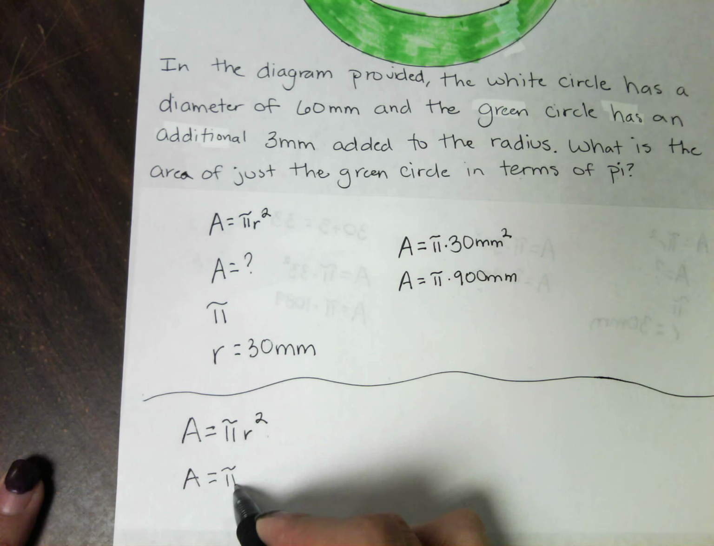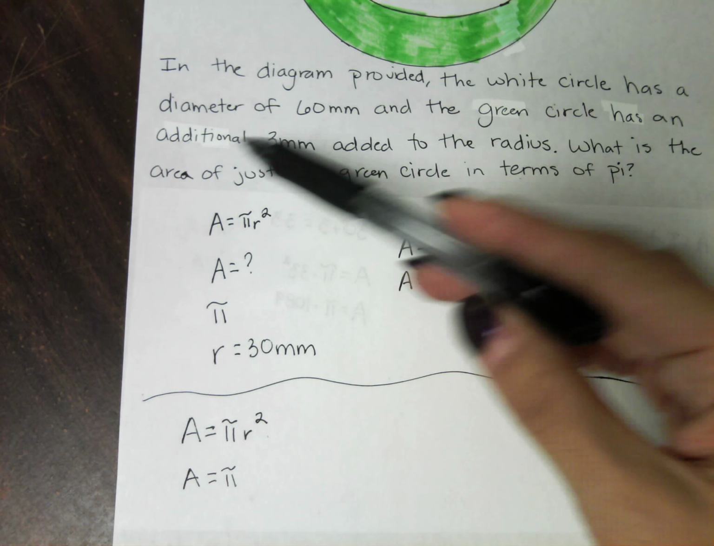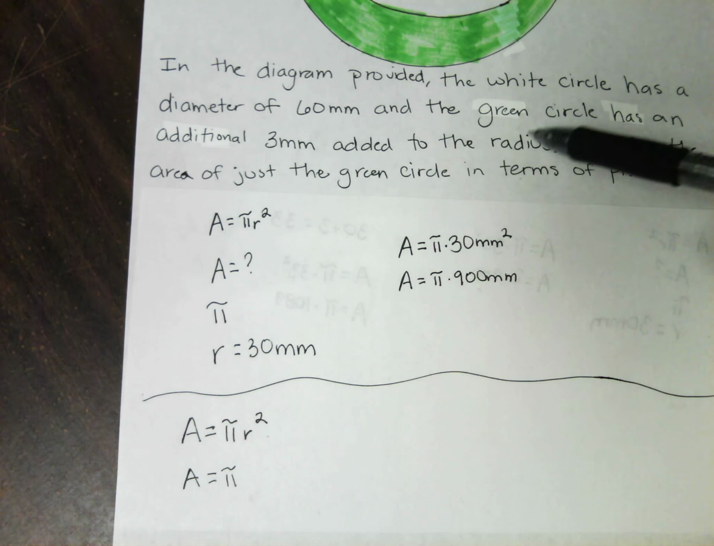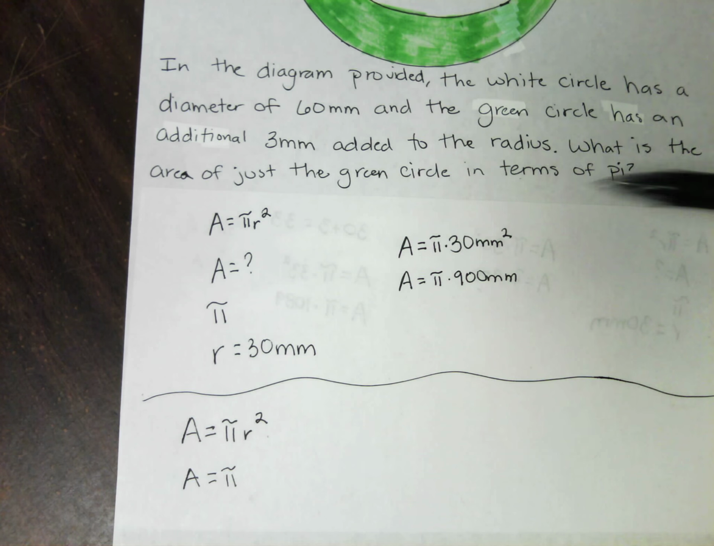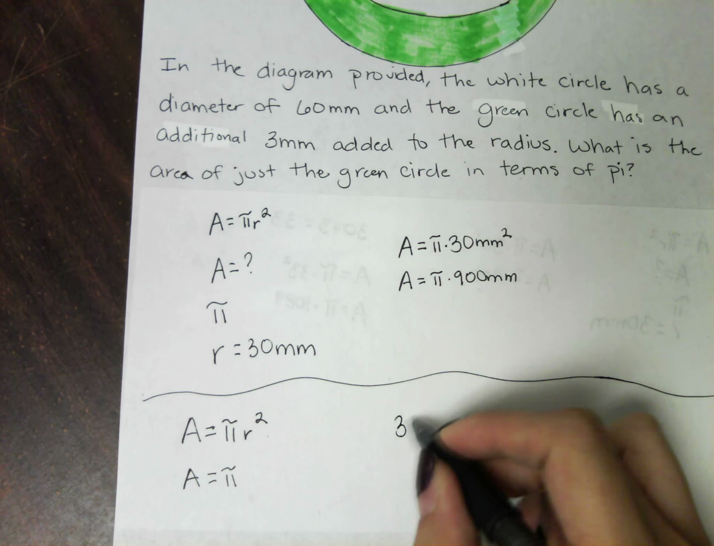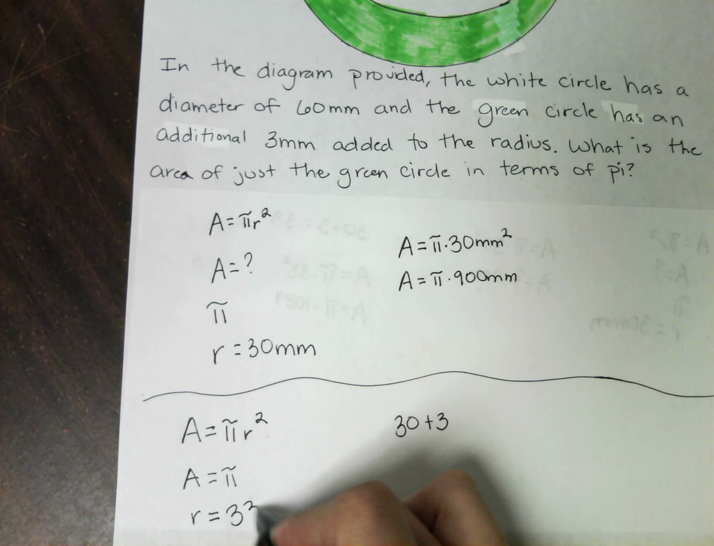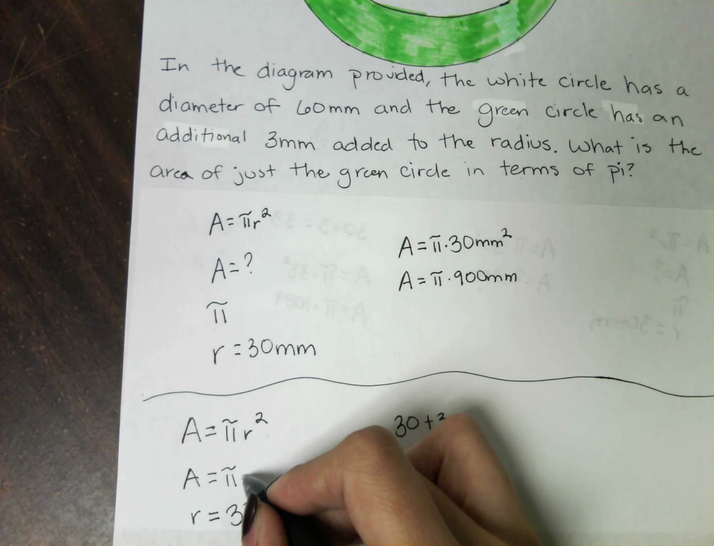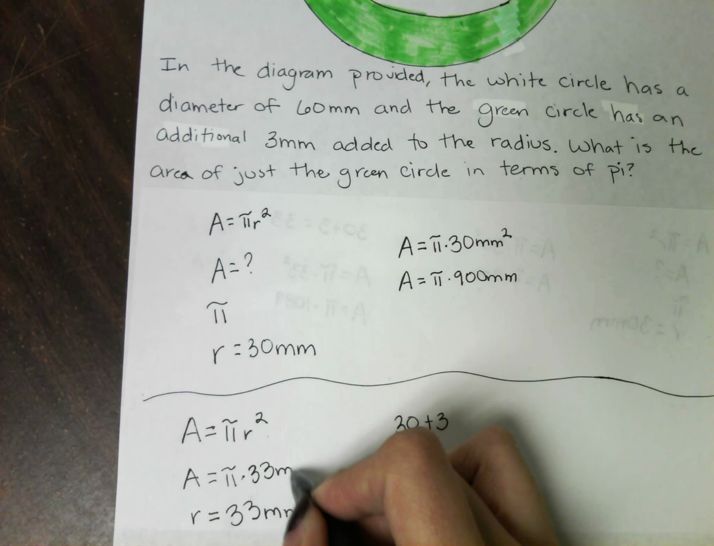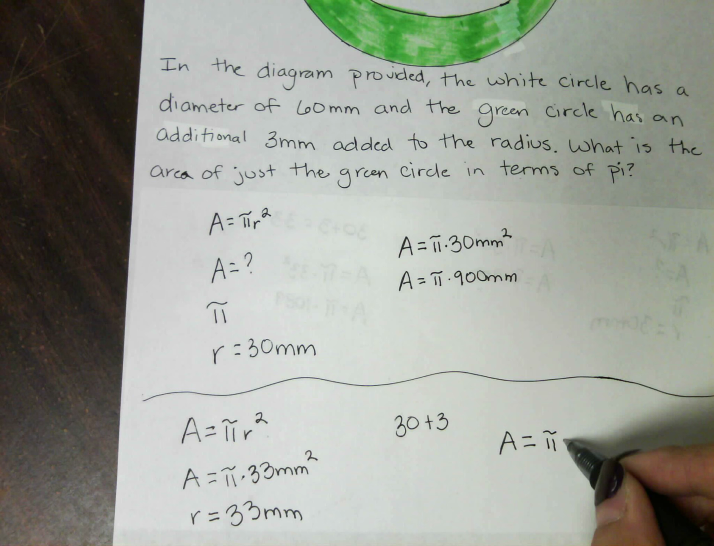Pi stays the same. Now the radius in this one, if you look carefully, the question says the green circle has an additional 3 millimeters added to the radius, so not the diameter, which we already had there. So we know 30 is half of these 60 millimeters, so we need to add 3 more, so 30 plus 3, which is just going to give us a radius of 33 millimeters. So in our equation, it's just going to look like this. And then when you do 33 times 33, it's going to end up giving you 1089. So I'm just going to put that in my equation.